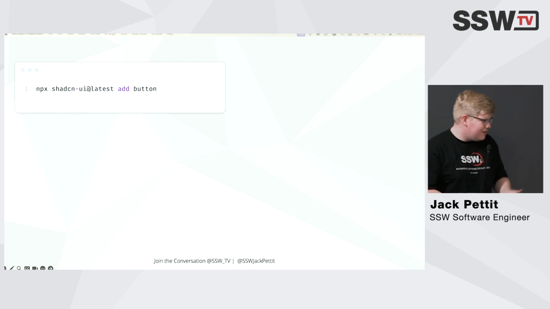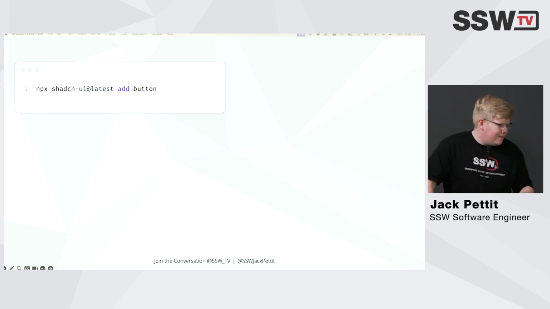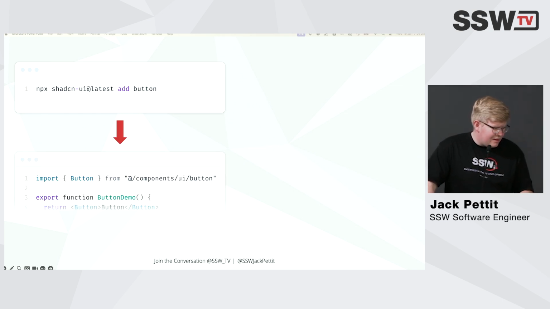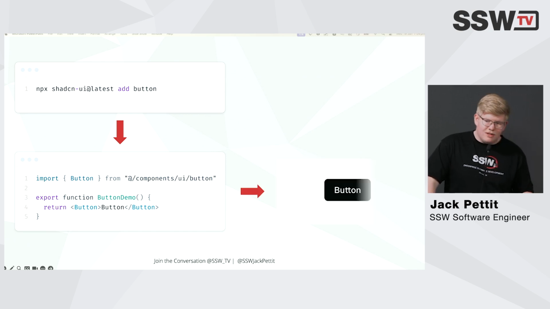So what does this CLI look like? It's pretty easy. In this example, we're using npx, so it's not actually downloaded on your computer, but we're just adding a button, and then that button is now living in your project, so you can just import it like anything else, and then you can just render it out. How cool is that?